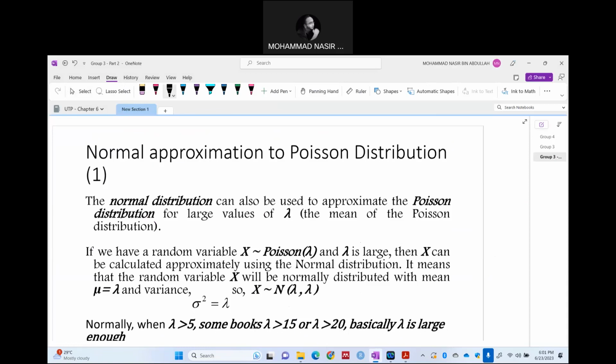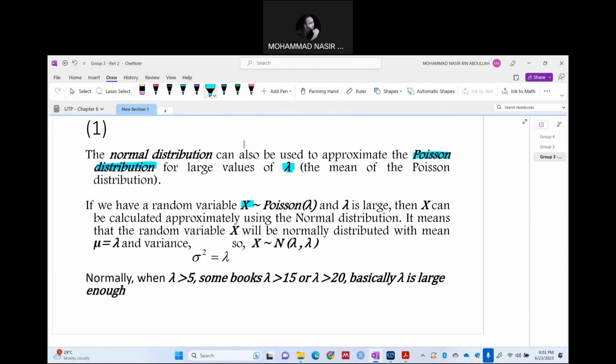Now, the normal distribution can also be used to approximate the Poisson distribution for large values of lambda, right? So if we have a random variable X having a Poisson distribution with parameter lambda and lambda is large, then X can be calculated approximately using the normal distribution. And of course, when we want to convert to normal distribution, we need to apply continuity correction and then convert using the Z distribution, right? But the condition to apply normal approximation is when lambda is large. Most books will say lambda more than 15 or 20 or 50. Some books will say more than 5. So in our class, we will use lambda more than 5 as our threshold to say that lambda is large.